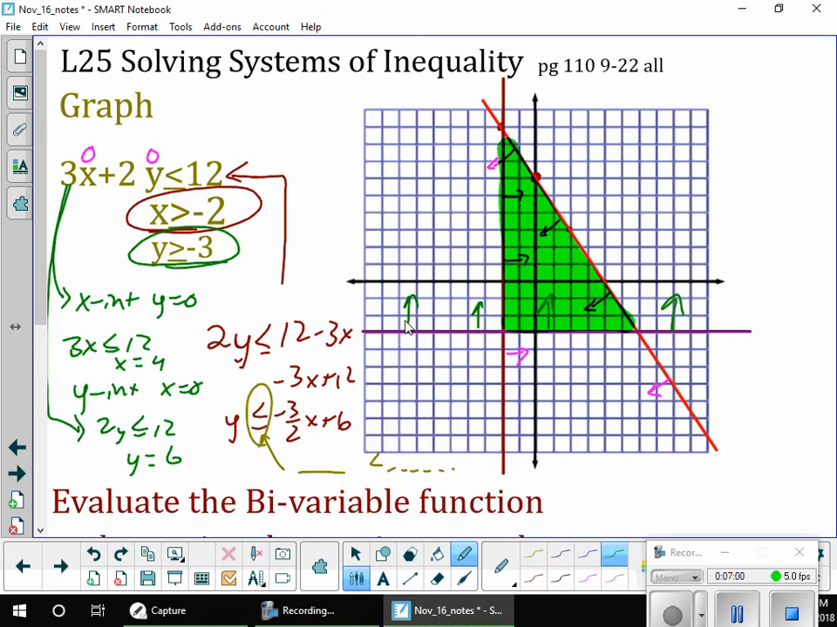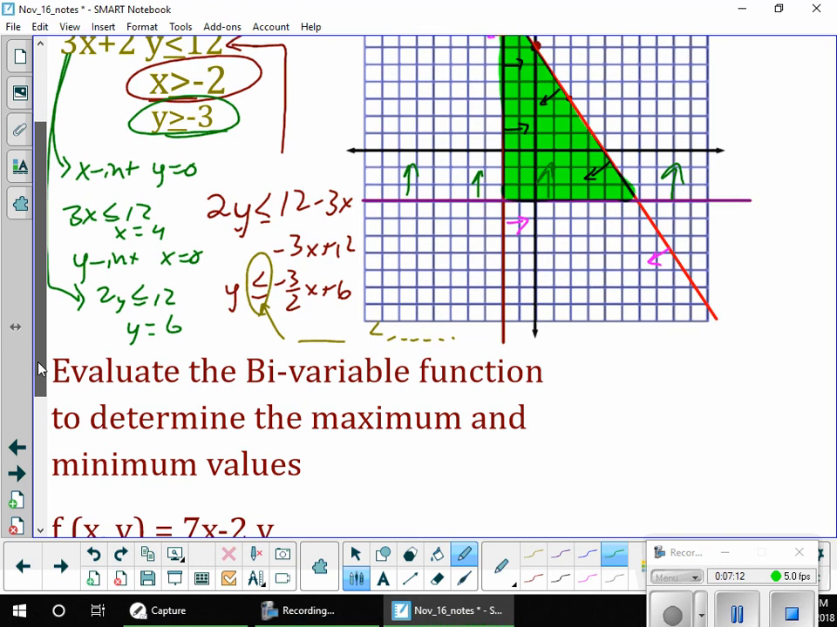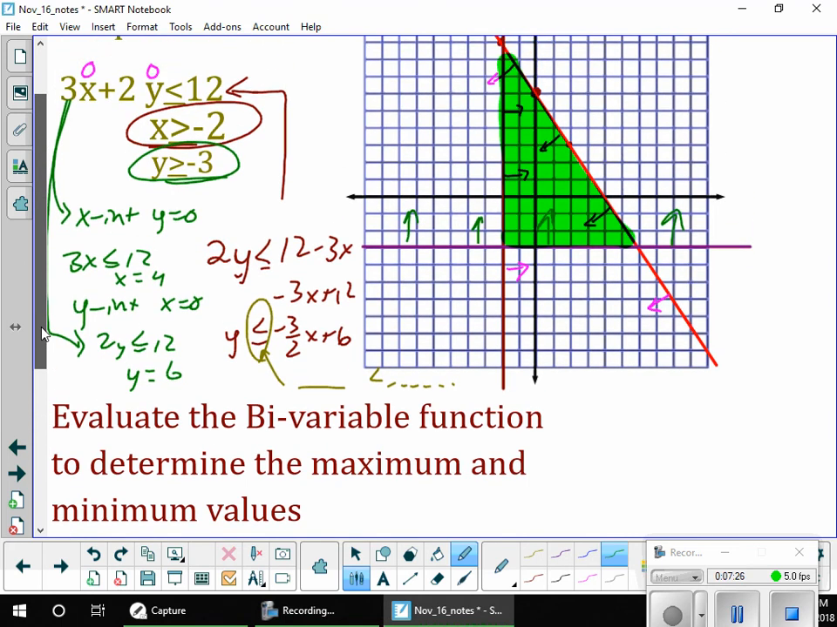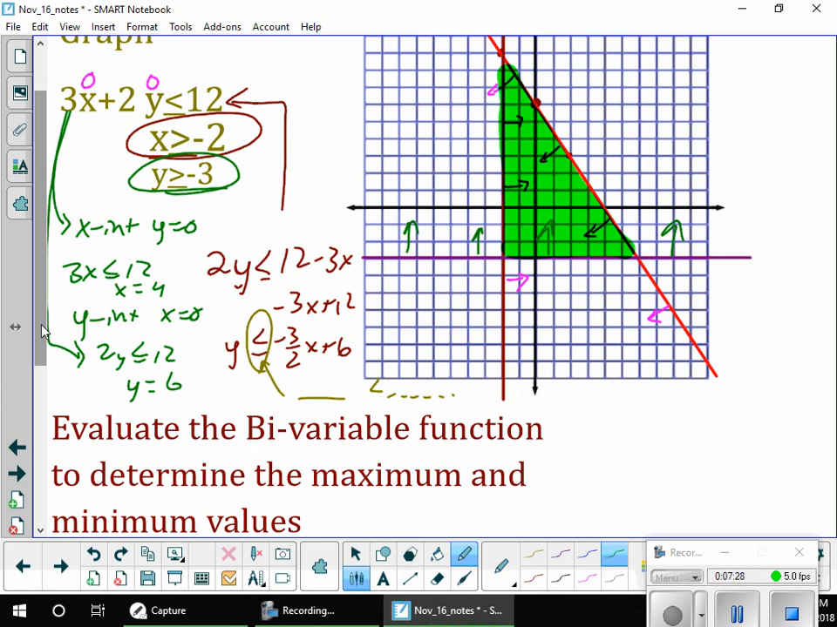Okay, so now, typically what we do then is we try to evaluate a bivariable function, which means I need to have points to put into it. And what they recommend down here is we need to evaluate this bivariable function. Bivariable meaning that it's going to have an x and a y that goes into it to get us a value. Bivariable functions determine the max and min. So somewhere in all of this, there are a ton of different points that we can plug in there, and we're looking for a max or min.